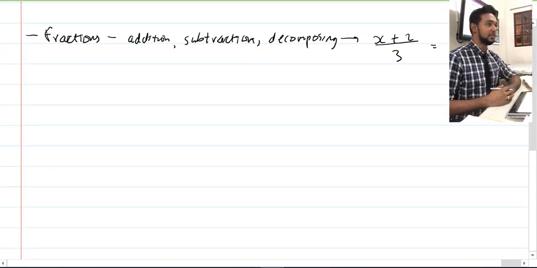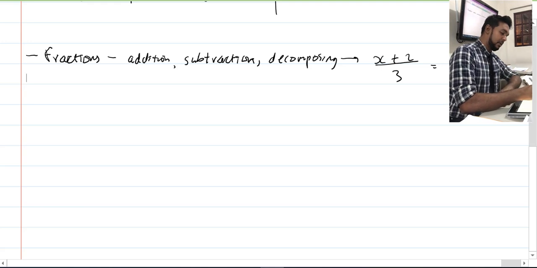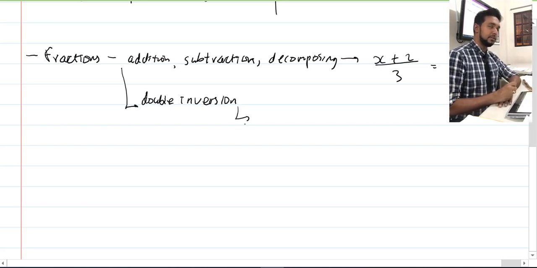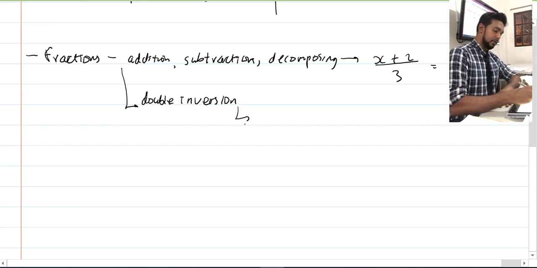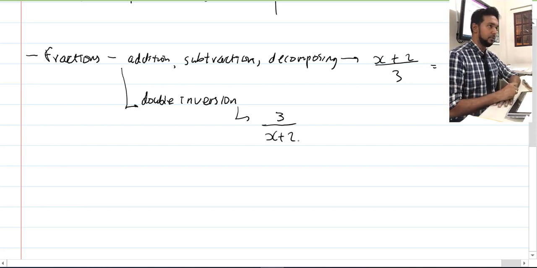Of course, my definition might be a bit different from yours, but nonetheless. So fractions: addition, subtraction, decomposing. There's one I like to call a double inversion. So the example here is, let's say you had 3 over x plus 2.